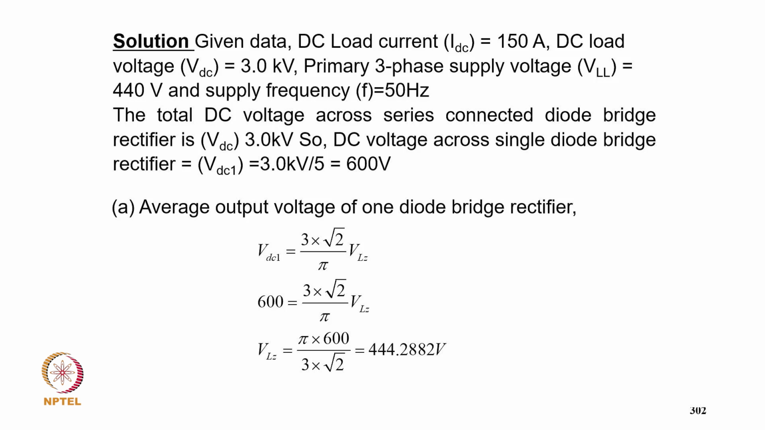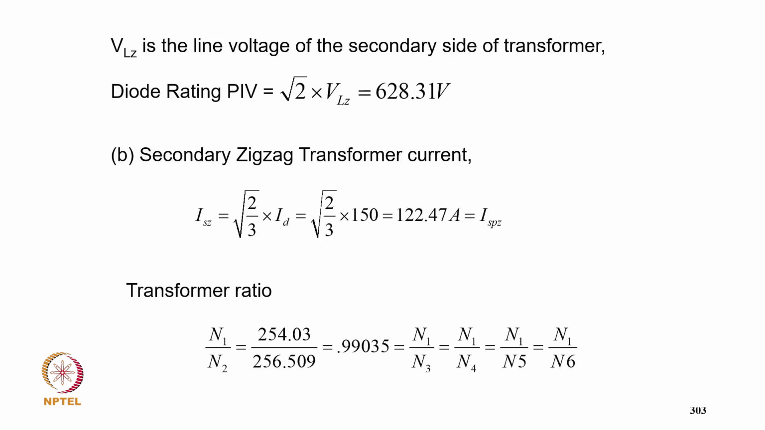The total voltage across the series connected diode bridge rectifiers is 3 kilovolt, so the DC link voltage across a single bridge rectifier is VDC1 equal to 3 kV divided by 5, that is 600 volt. Average voltage of one diode bridge rectifier VDC1 equal to 3 root 2 upon pi VLZ, and from this we get VLZ 444.2882 volt, and the diode rating PIV root 2 VLZ is 628.31 volt.